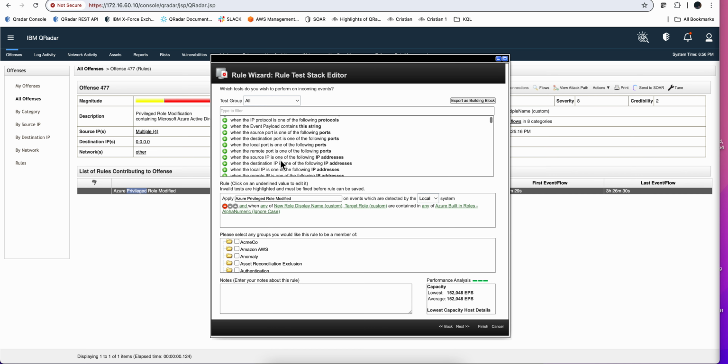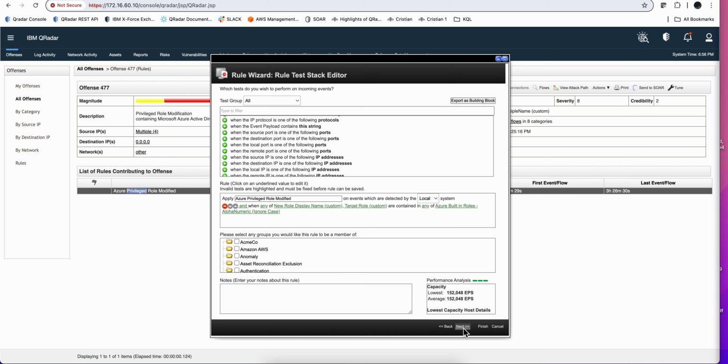And we see that he is looking for two custom properties: the new role that is assigned and the person that the role was assigned to. He's looking for those two properties. And if they are containing any of these reference set, we're going to see that reference set in a second, then the logic of the rule fires.